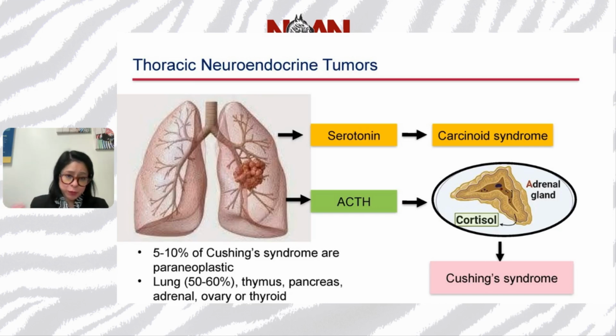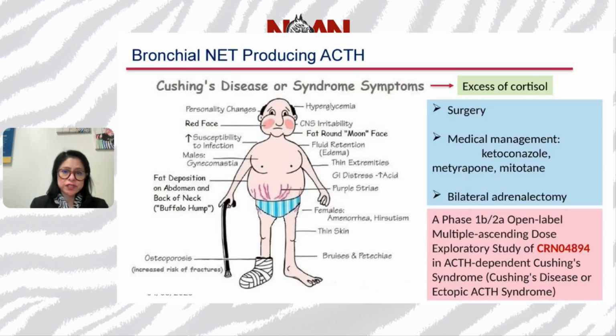Cortisol is an important hormone because it's a stress hormone. It helps you with the fight or flight response. But if you have an excess of cortisol, it can cause a series of symptoms, and that's usually because ACTH sends a signal to the adrenal gland to produce a lot of cortisol, and that can also come from lung neuroendocrine tumors. This clinical presentation is called Cushing's syndrome.